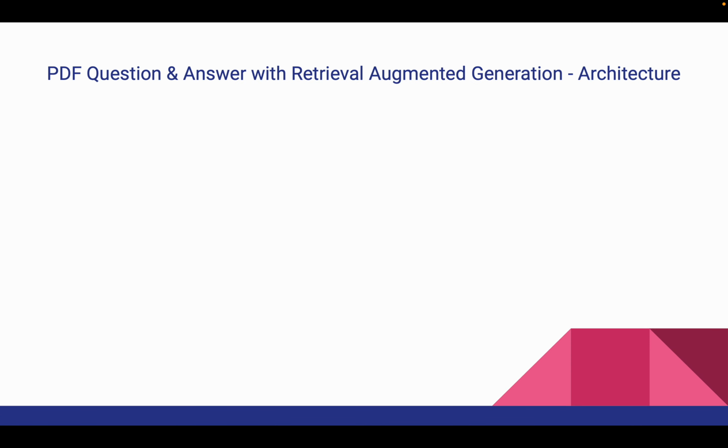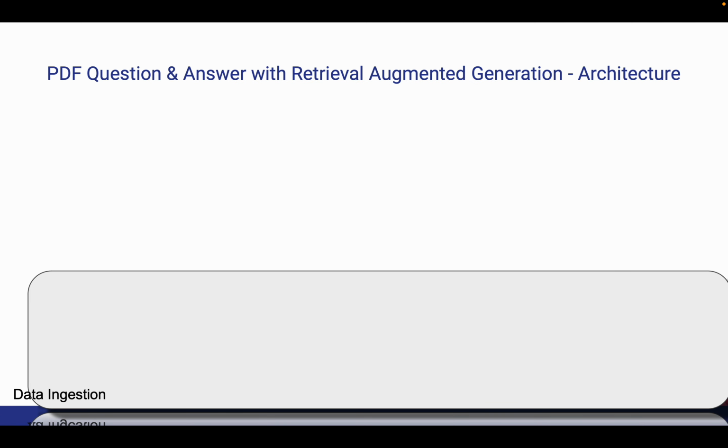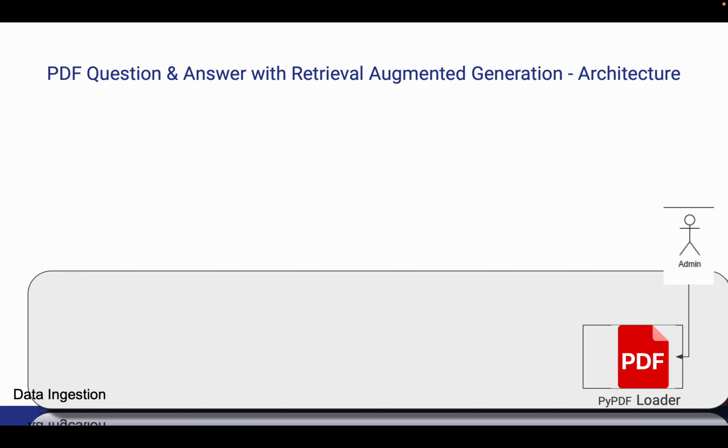So we can discuss the architecture and how it works. Basically it has two parts: one is a data ingestion module and the other is a retriever module. First we can discuss the data ingestion module. Consider somebody, maybe an admin, uploading a PDF, and we will be using PyPDFLoader for that. Once the PyPDFLoader has read that particular document, we will be dividing it into different chunks.